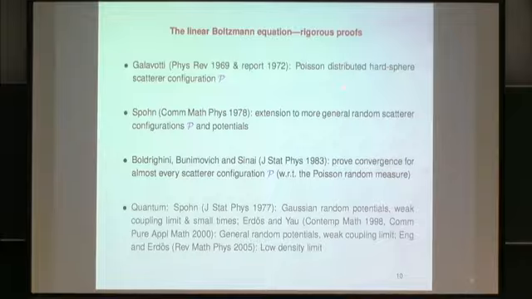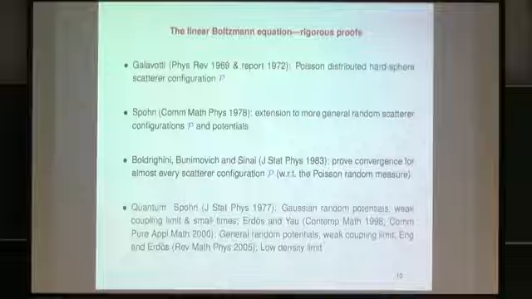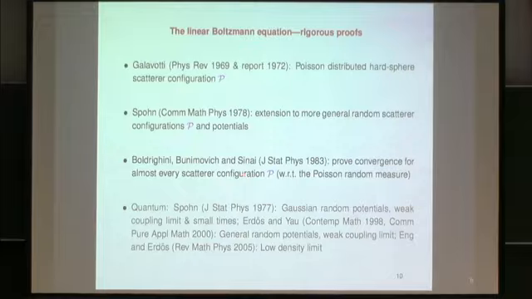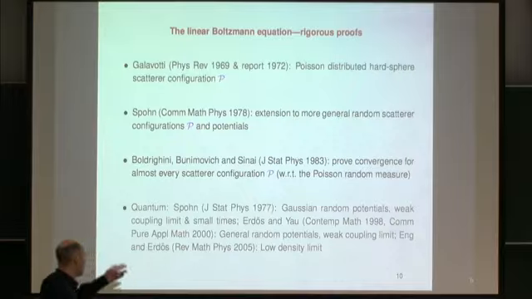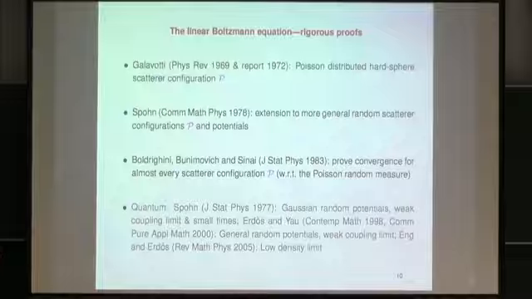This was extended by Spohn to more general scatterer configurations and more general potentials than just the hard sphere scatterer. And these results were all convergence in probability. The ultimate result in this setting is by Boldrighini, Bunimovich, and Sinai, who fixed a realization of a Poisson process and proved that almost surely, for almost every realization of a Poisson scatterer configuration, you converge to the linear Boltzmann equation. In addition, you can ask the question in the quantum setting, and there has been quite a lot of beautiful work by Spohn, Erdős and Yau, Eng and Erdős on this question, how the corresponding quantum evolution converges in this Boltzmann-Grad limit, which is called here the low density limit, to the linear Boltzmann equation.